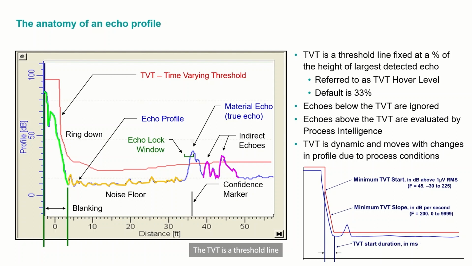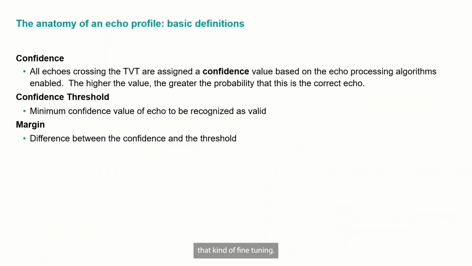The TVT is a threshold line that's fixed at a percentage of height, and that's typically 33%. Echoes that are below the TVT are ignored, and echoes that are above the TVT are evaluated by our process intelligence. And the TVT is dynamic. It moves with changes in the profile due to process conditions, and we have all of these other settings around where the TVT can start, its minimum slope and duration. We can get into all of that kind of fine tuning.